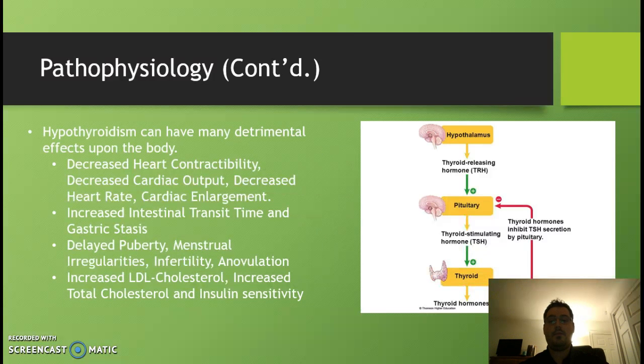Hypothyroidism can have many detrimental effects upon the body. It can have decreased heart contractility, decreased cardiac output, decreased heart rates, cardiac enlargement. There can be increased intestinal transit time for food and gastric stasis, delayed puberty, menstrual irregularities, infertility, and anovulation. It can also have an increase in LDL cholesterol and total cholesterol while lowering HDL and increasing insulin sensitivity.